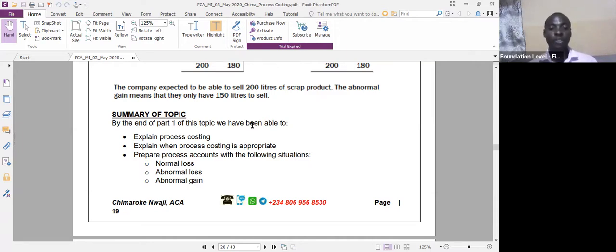Abnormal loss is treated as part of the good production. So we value it as part of the good production. Abnormal gain is an extra from what you are expecting. It's treated as part of the good production.